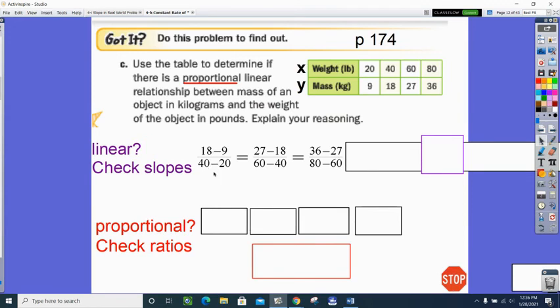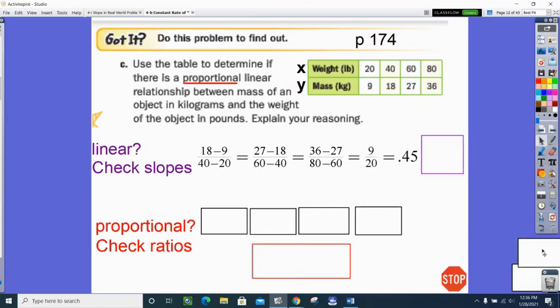So 9 over 20. And then here, 27 minus 18 is 9 over 20. And 36 minus 27 between these 2 points is 9 over 20. So see how the slopes stay the same from point to point to point. So it would be linear. Now, when it asks for a constant rate of change, 9 divided by 20 in this case would be 0.45 kilograms per pound. So yes, it is linear.